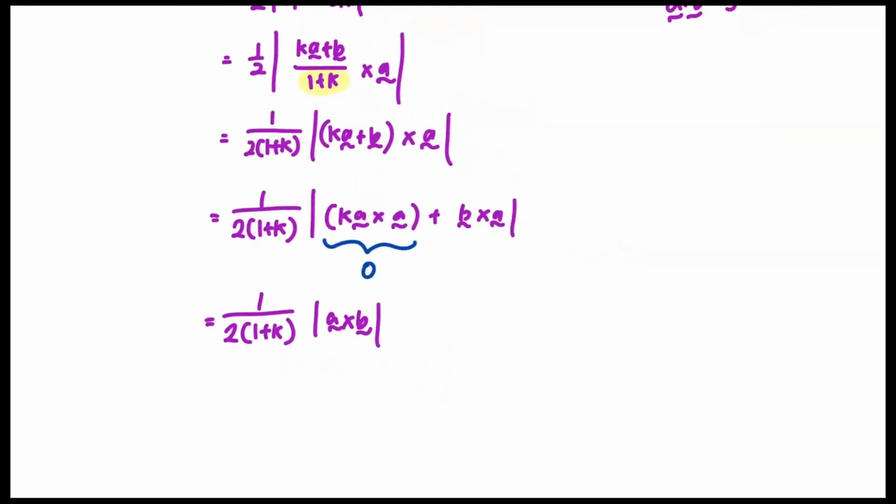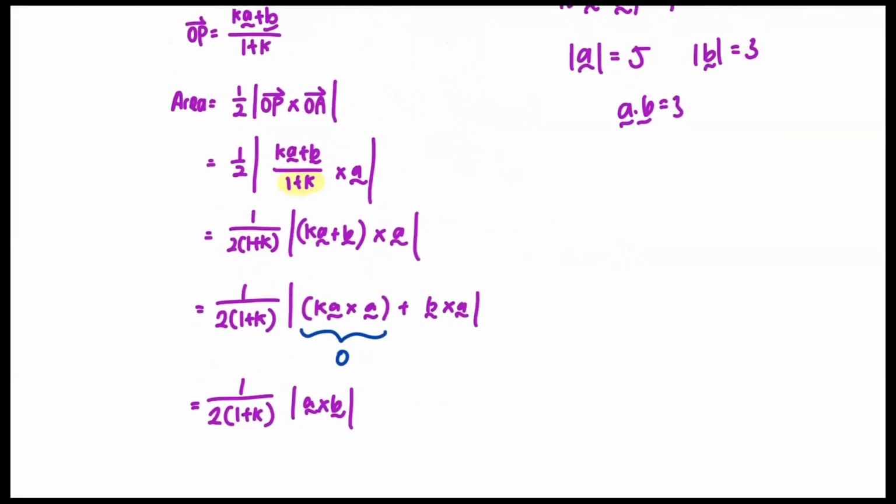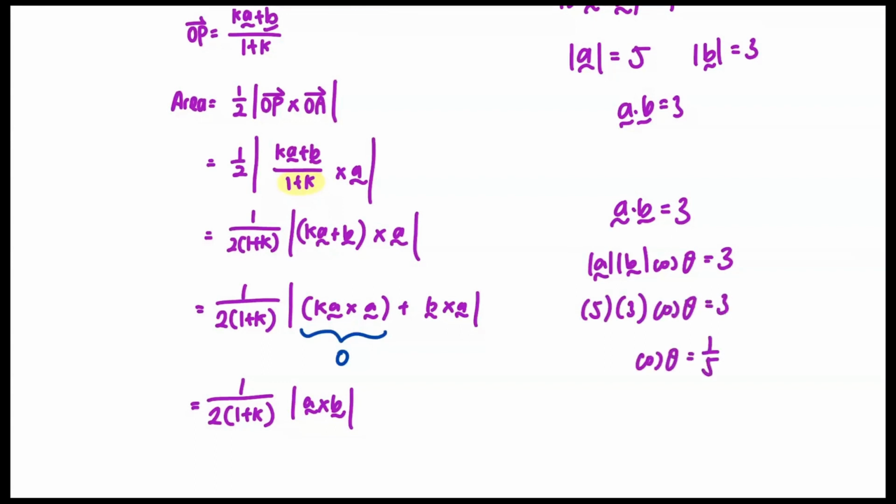This is the problem that most people face. Reach here and get stuck. How do you get your A cross B? This is when magic must happen. We know from the previous part that A dot B equals 3. A dot B can be rewritten as mod A, mod B, cosine theta equals 3. Which means this is 5, this is 3, cosine theta equals 3, so cosine theta equals 1 over 5.